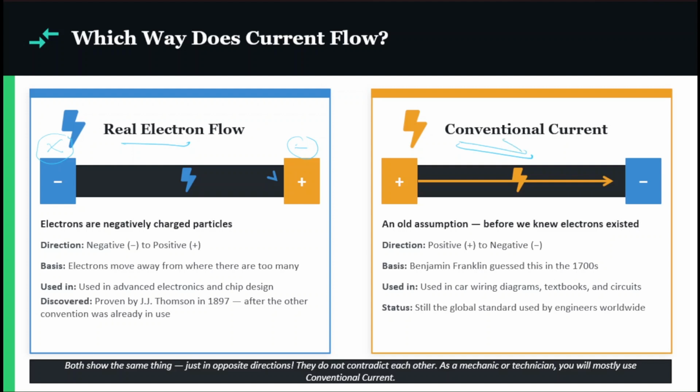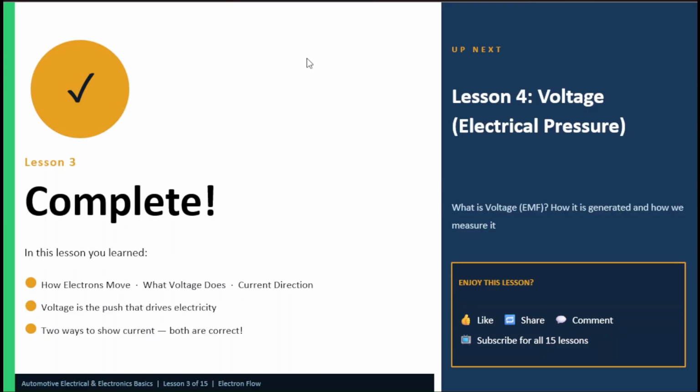So let us understand it this way: electrons are flowing from negative to positive, but the wiring is routed in a different way because the conventional theory is positive to negative. Hope this is very clear to all of you.